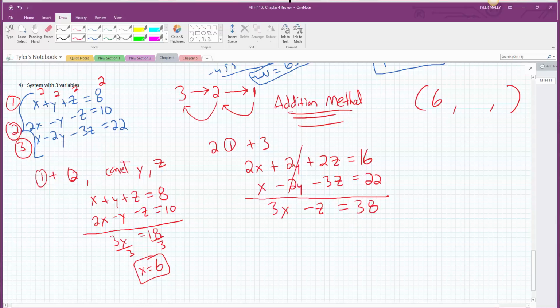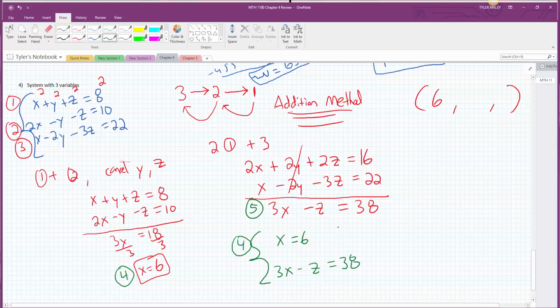Right? So actually, I like to number these. So this one we'll call equation 4, and this one we'll call equation 5, right? So then you make this new system with equation 4 and 5. So at this step, I went from 3 variables down to 2, right? So I only have x and z in the system.